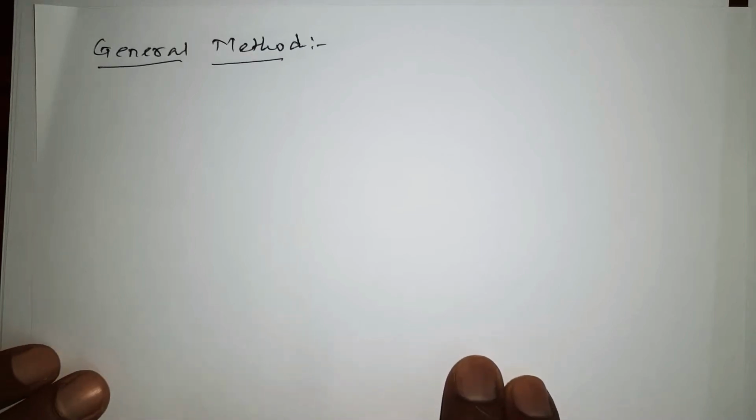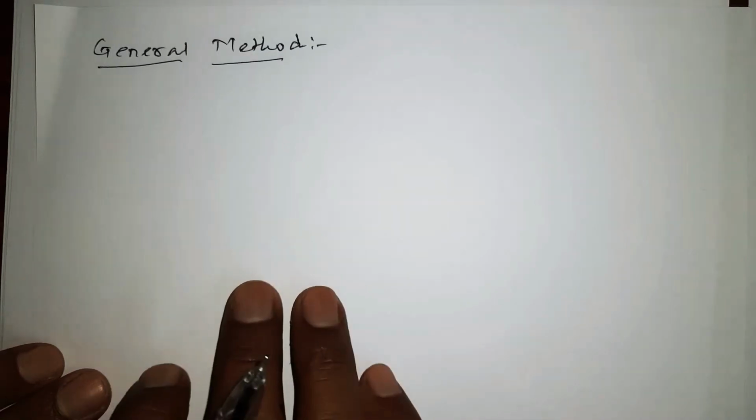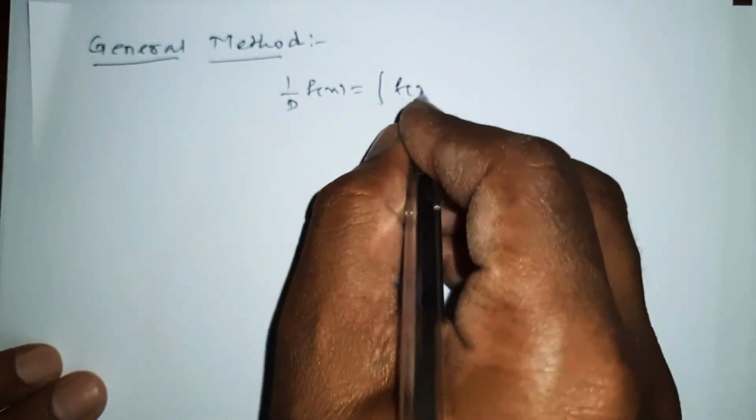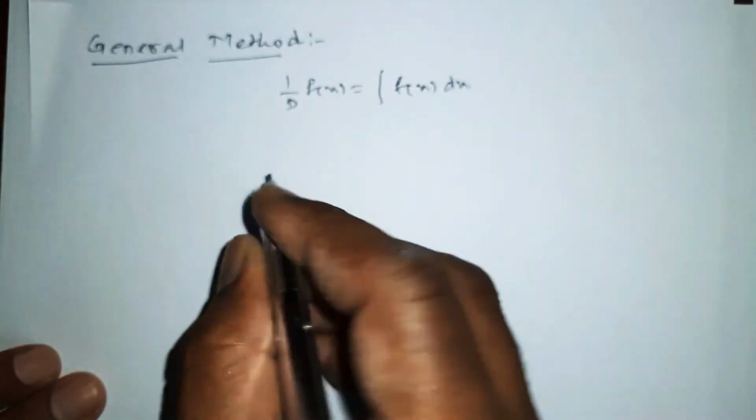Today we will see the next method to find the particular integral, the general method, meaning by definition. Here, for the general method, we need some formulas or the definition only. Just like D is the derivative, 1 upon D operating on f of x, we can write as the integration of f of x dx.